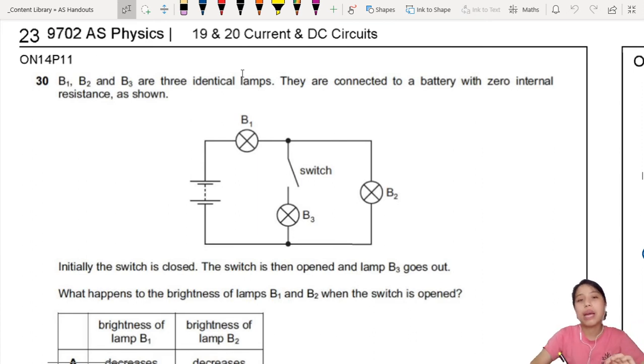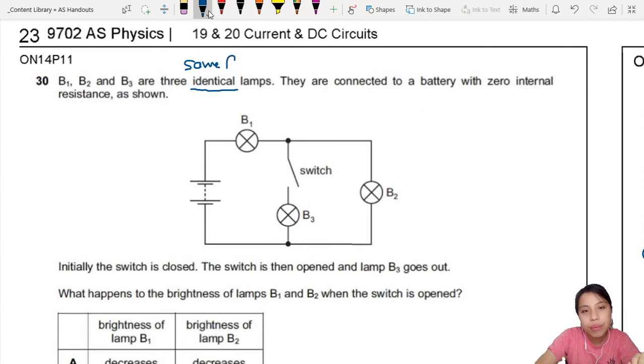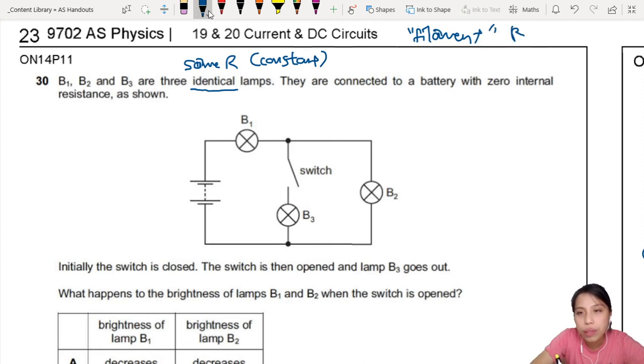So you have 3 identical lamps. Whenever you see identical lamps, identical means they have the same resistance. Same resistance. So we can treat it like identical resistance, like what we've been looking at. And also, they didn't say filament lamps, so you don't have to worry about their resistance changing. So they have the same resistance, which is constant because you didn't talk about filament. Filament lamp is the one where if you see that, you must think about how their resistance is changing with temperature. That is the IV curve one. Go and review chapter 19 if you kind of forgot that a bit.